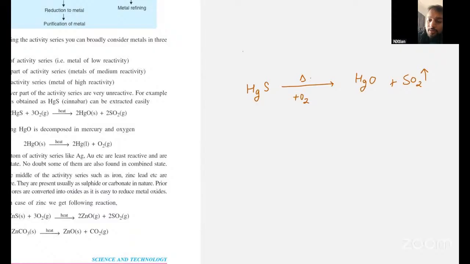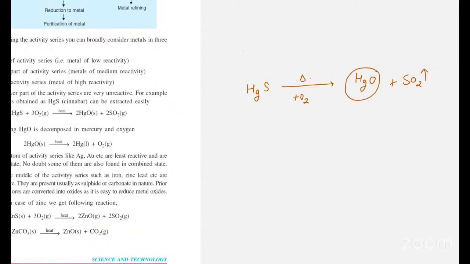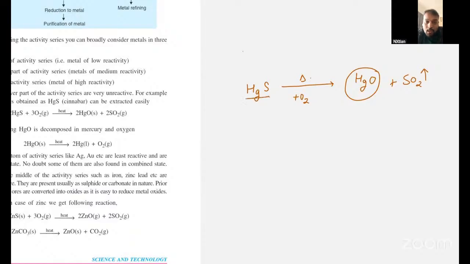The question they can ask is, in roasting, which gas is released? We know that roasting is done on the sulfide ore. When that sulfide ore reacts with oxygen, it gives sulfur dioxide. So in roasting, sulfur dioxide gas is released.